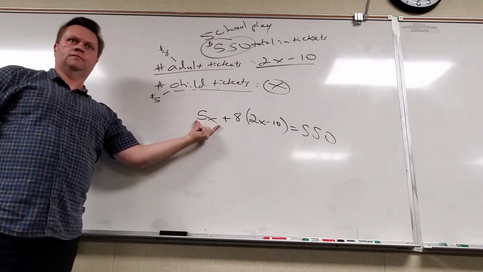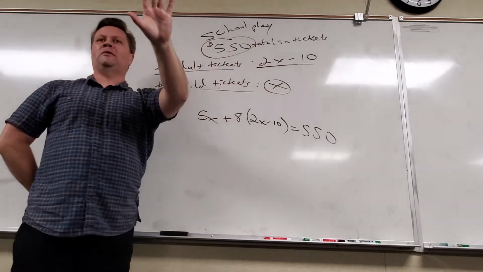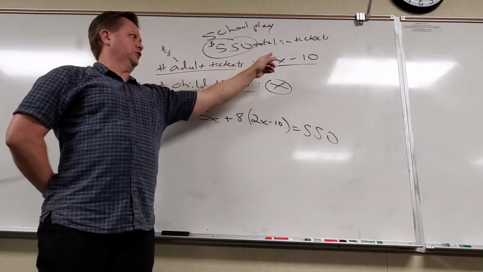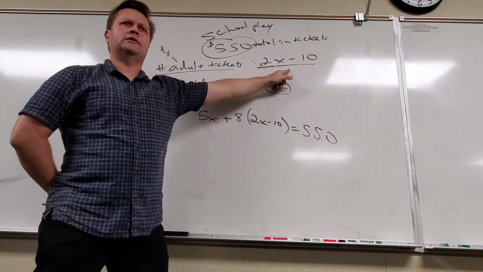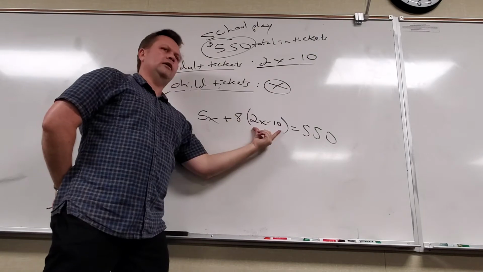Right there. And if I knew how many adult tickets I sold, I do know. Here's algebra being really arrogant. I know exactly. It's 2x minus 10. That's how many adult tickets I sold. So how much money did I make off of them? 8 times that.